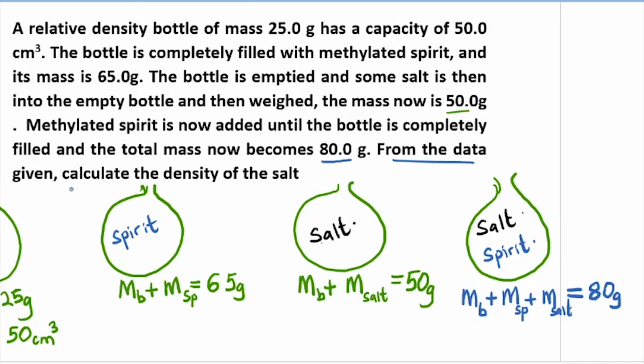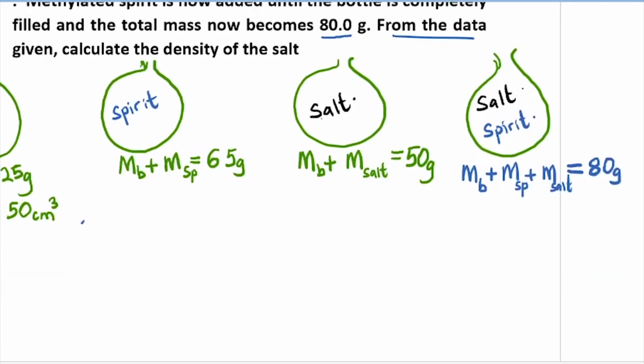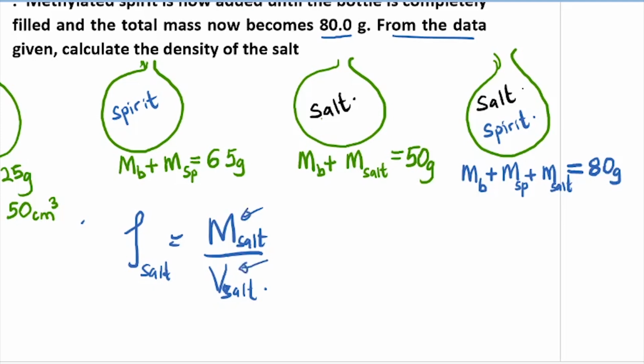Now, of course, for us to be able to find the density of the salt, we know that the density of the salt is given by the mass of the salt divided by the volume of the salt. So our task is to find the mass of the salt and the volume of the salt from the information that has been given to us. If we are able to find those two, then we are good to go. So let's get started with data digging. Let's dig the data.